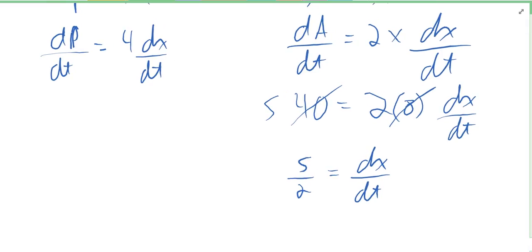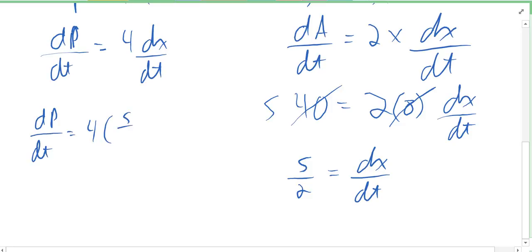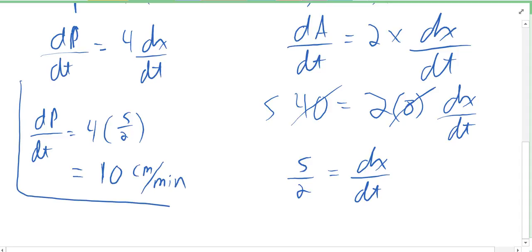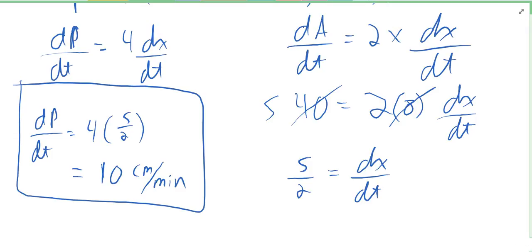And once we know that, now I can plug this in here, and it turns out it is 10. It's 4 times 5 halves, and that is 10. And it's centimeters per minute, because perimeter is measured in centimeters. Okay? So I hear that all the time. When you do it, I get it. It's so easy.